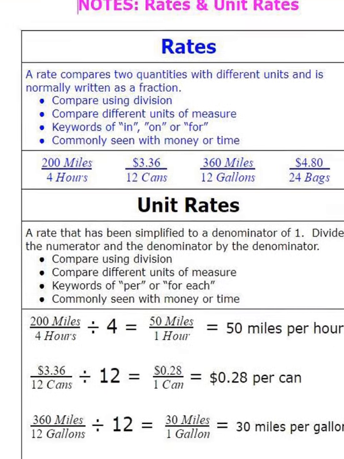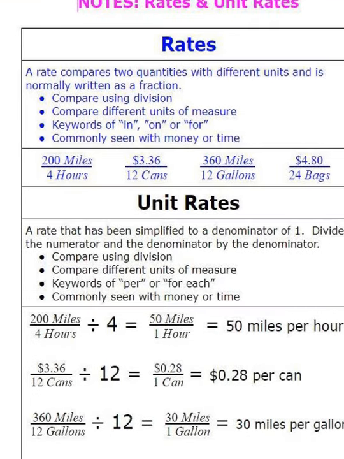Now unit rates, those are rates that have been simplified to a denominator of 1. You'll divide the numerator and the denominator by the denominator, and you'll see in the examples below. So you're going to compare using division. Rates go along with division. Keywords would be like per or for each. Kind of similar to the rates keywords in a way.